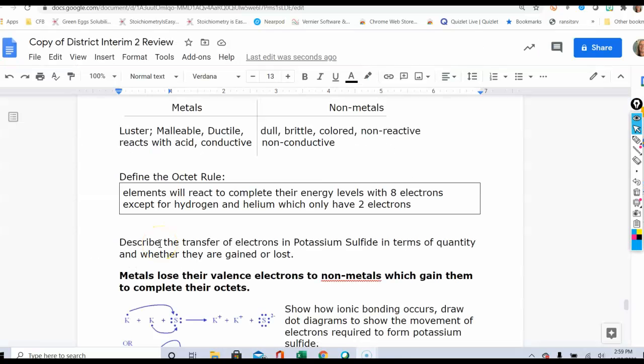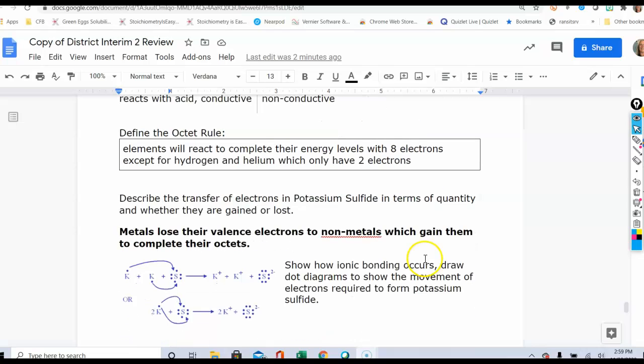Okay, so by now you ought to have the idea of what the properties of metals and non-metals are, and that is going to be asked of you on this test, as well as what the octet rule is. And that is also something that will be referred to on this test. So I've filled both of those things in.